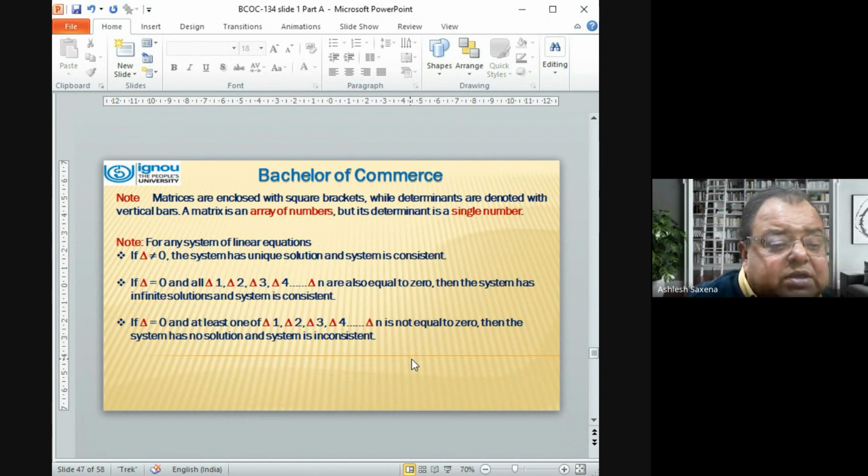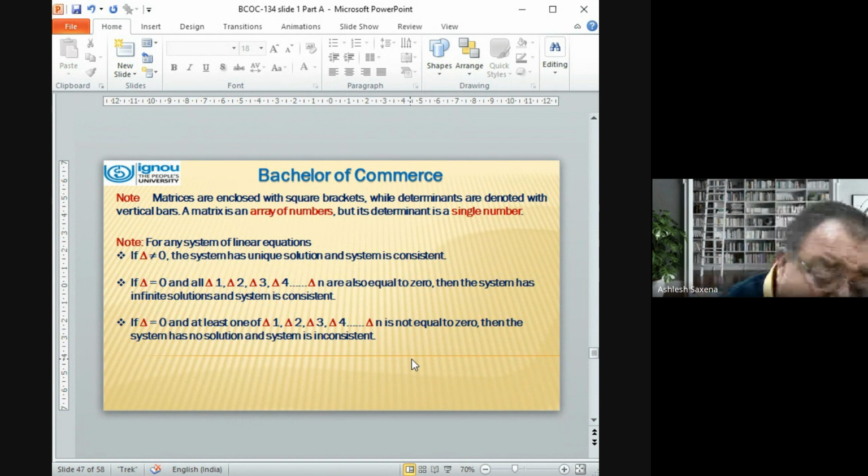If delta is equal to 0, then delta 1, delta 2, delta 3 till delta n are also equal to 0. Then the system has infinite solutions and the system is consistent. Third one is if delta is equal to 0.